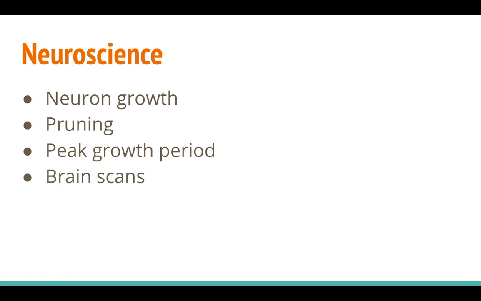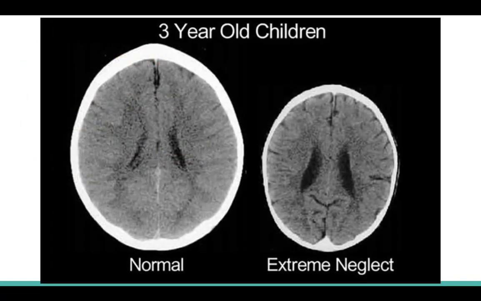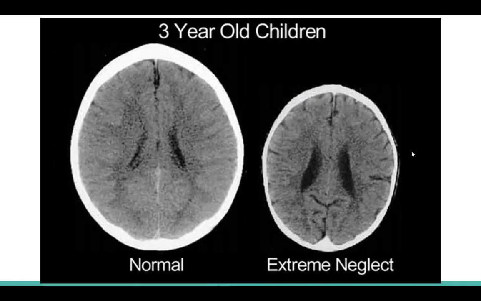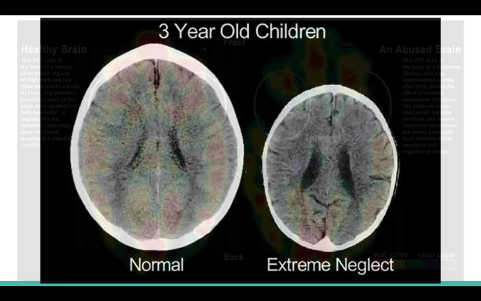Brain scans reflect early childhood development. We can see the effect of the environment by using brain scans. So let's look at some. Both of these are brains of a 3-year-old child. This is a normal brain. This is one of extreme neglect. So as you can see, the environment or nurture can drastically change the brain, physically change the brain.